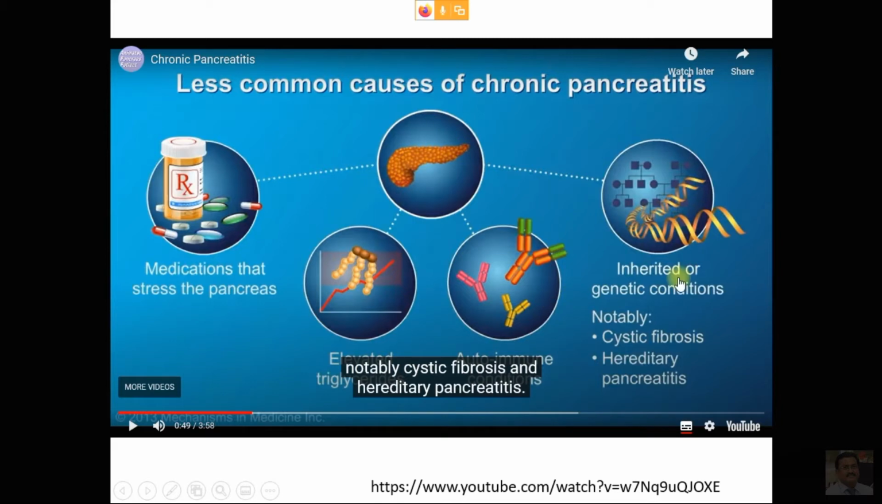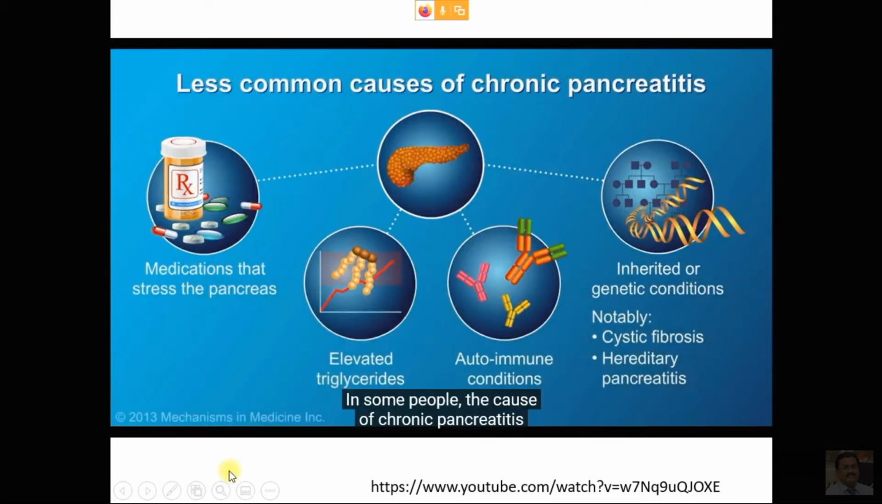So this is inherited or genetic conditions like cystic fibrosis and hereditary pancreatitis. So this is related to genes, and if the person is getting this type of genes from mother or father through heredity, they may develop all these complications. In some people, the cause of chronic pancreatitis is never discovered and remains a mystery.